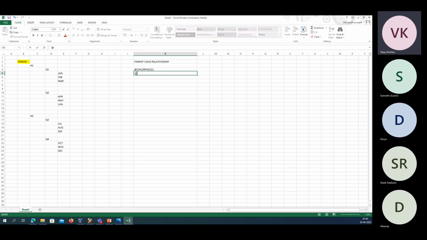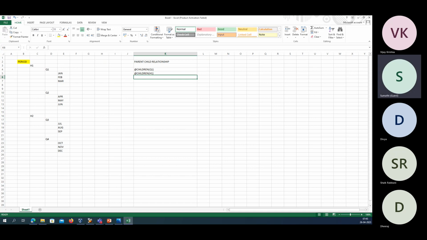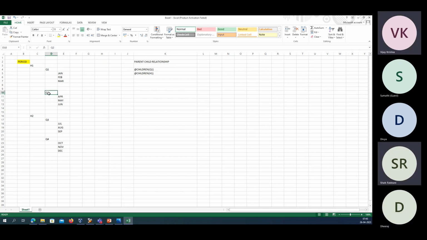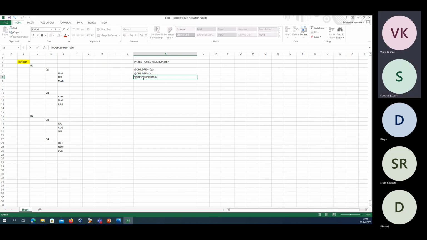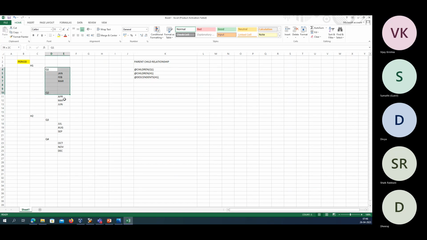In the same way, if I say @CHILDREN of H1, what do you think the system will bring? Quarter one, quarter two. No, it will not bring January. It will only bring the children of H1, which are quarter one and quarter two. If you also want to bring quarter one, quarter two, Jan, Feb, and March, then I would not say children, I would say give me the descendants of H1. You're getting it? When I say descendants of H1, it will bring quarter one, Jan, Feb, and March, quarter two, April, May, and June. Now, if I say give me the descendants of period, what do you think the system will bring?